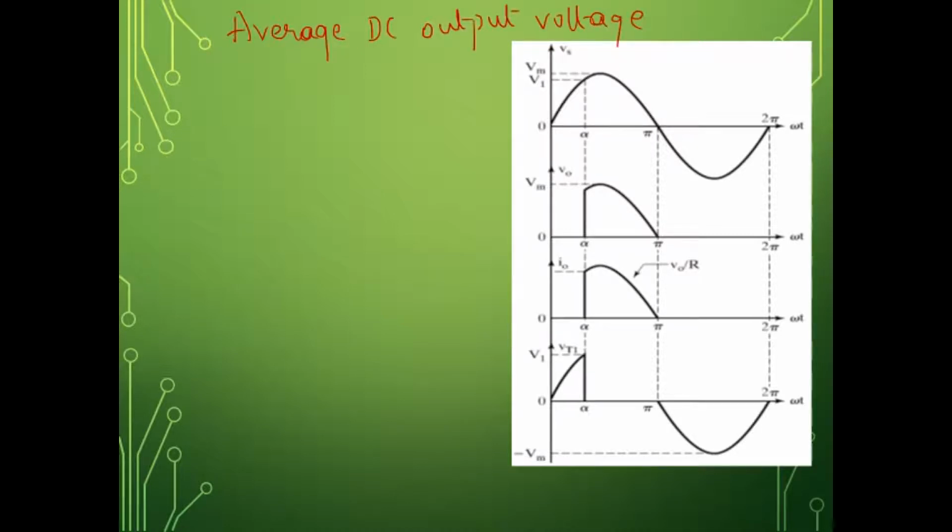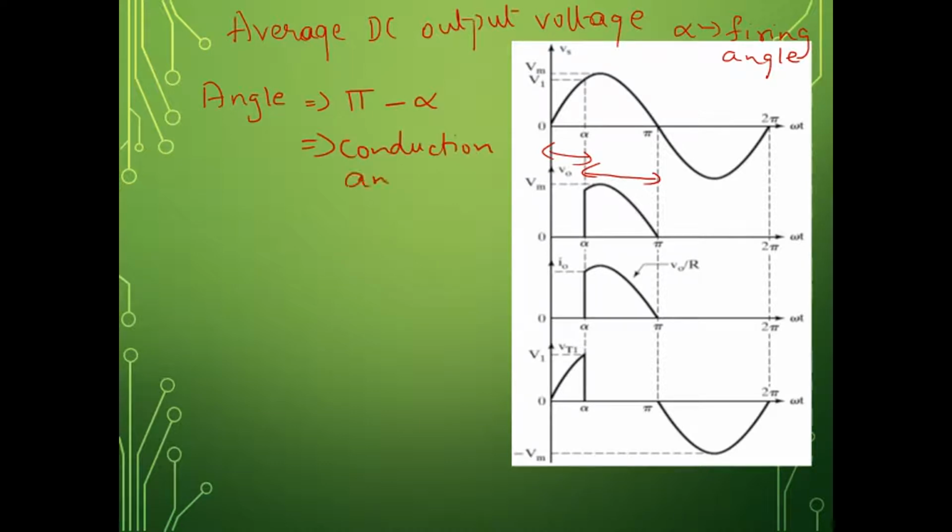So this interval 0 to alpha, this alpha you call the firing angle or triggering angle. And the time interval between alpha to pi, that is the angle which is the difference pi minus alpha, you call it the conduction angle.